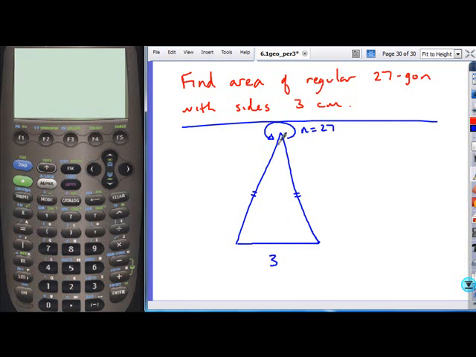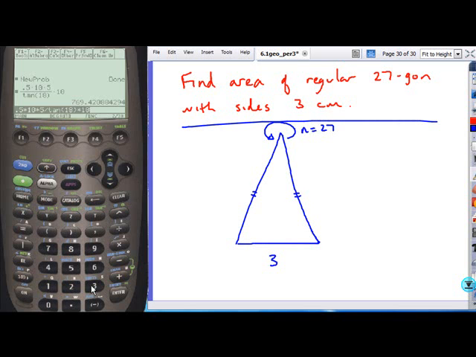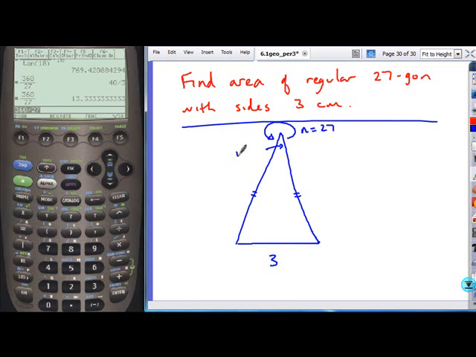So how are we going to find what the measure of this vertex angle is? Take our full rotation of 360, divide by the number of those triangles that are going to be formed around this center, this rotation, and we get, in decimal form, about 13.33. So this whole angle right here is 13 1/3.